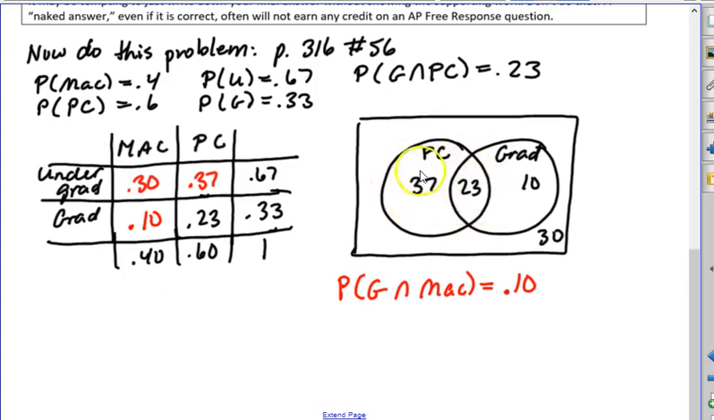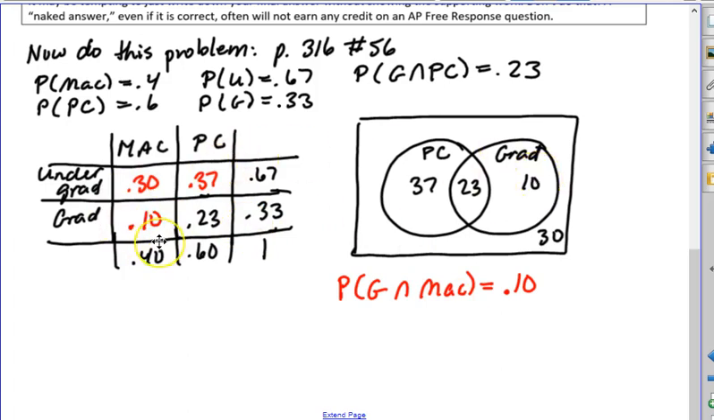This would be the PC users who are undergrads. This would be the grad students who don't use a PC, who use a Mac. And these would be the ones that are undergrads and Mac users, so they're not in the PC group or in the graduate group. This is the way symbolically to write the answer to part C, probability of grad and Mac user. And then the way I got the information would be just to look at my chart.